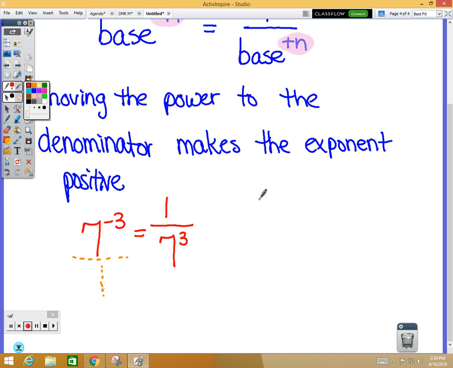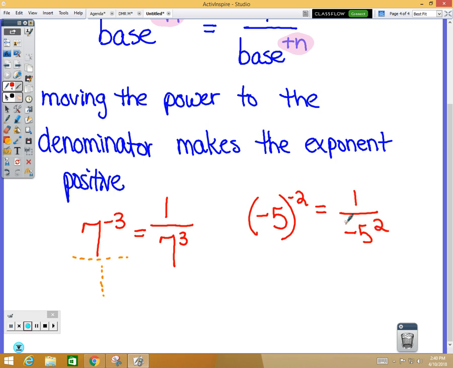If we had negative 5 to the negative 2nd power, our base is not going to change. Our base is what? Our base is negative 5. Okay, it includes that negative sign. Our base is negative 5. So we don't want our base to change. We want our base to still be negative 5, but our exponent is going to change from a negative 2 to a positive 2. Okay, and that negative 5 can stay in parentheses. That's important.